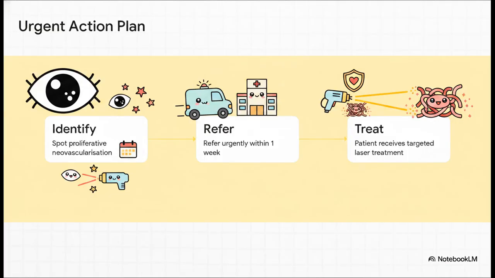So your critical pathway looks like this. Step 1, identify the proliferative neovascularization. Step 2, refer urgently within 1 week. Step 3, the patient receives targeted laser treatment. And a great tip here, to reassure your patient, explain that this timely laser treatment essentially cauterizes and halts those dangerous new vessels right in their tracks before they can cause a massive hemorrhage.